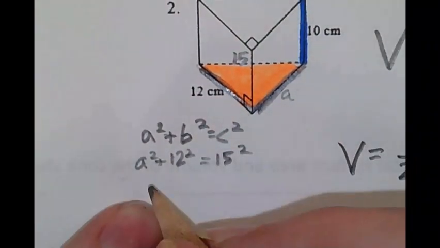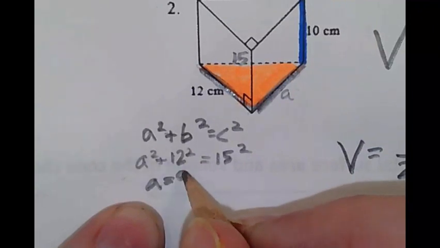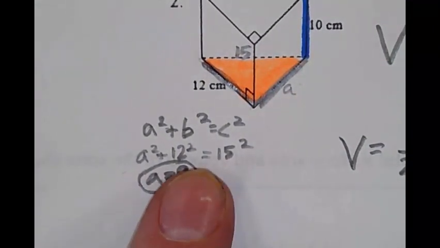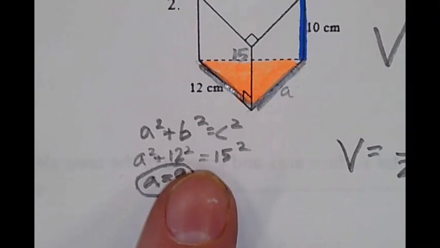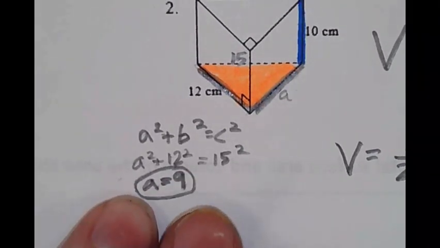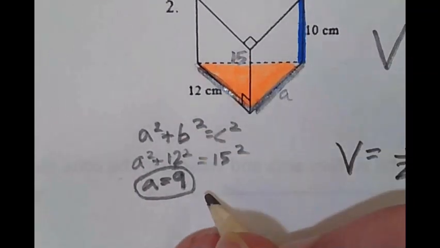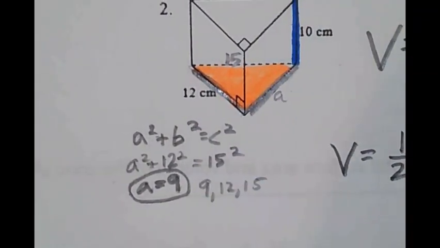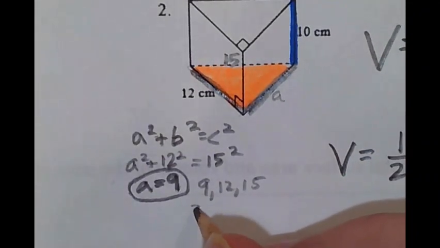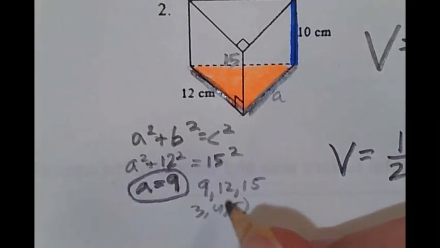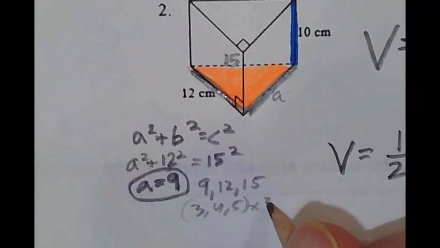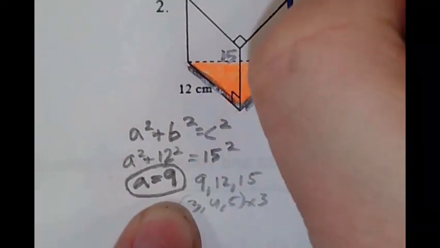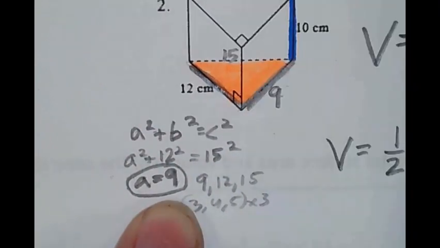Solving, you should get an answer of 9. There's two reasons why I should be able to do this quickly. One is I can do 15 squared minus 12 squared in my calculator pretty quickly. But ultimately, I should also remember that this is a 9, 12, 15 right triangle, or it's a 3, 4, 5 multiplied by 3. This is a special right triangle right there. So we know the base of this shape has to be 9.